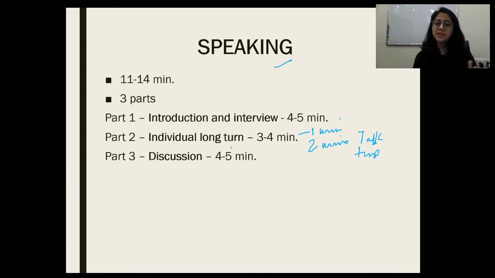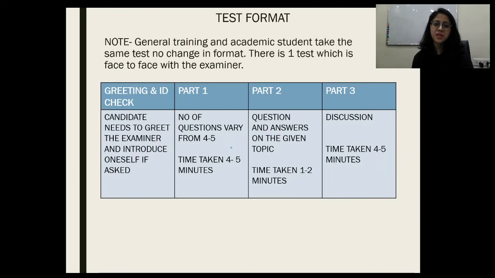Also remember, in the last part of the IELTS speaking test, there will be 7 to 8 questions. So it's important that you are careful about it and prepared to answer many questions. Like I said, this is the test format for the IELTS speaking test. Both general training and academic students give the same examination for speaking. For both IELTS listening and speaking, the question paper is exactly the same. It's only for reading and writing that the questions are different for academic and general training students.